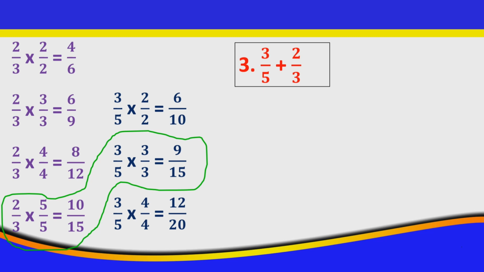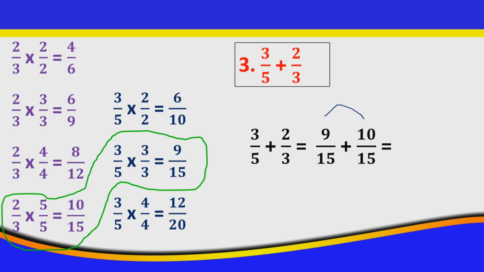Now, we are going to identify the equivalent fractions of 2/3 and 3/5 with the same denominator, and that is 9 over 15 and 10 over 15. Now, we are ready to solve. So 3 over 5 plus 2 over 3 will become 9 over 15 plus 10 over 15. To add, we simply add the numerators 9 and 10, that is 19. And then copy the denominator, that is 15. So we have 19 over 15.